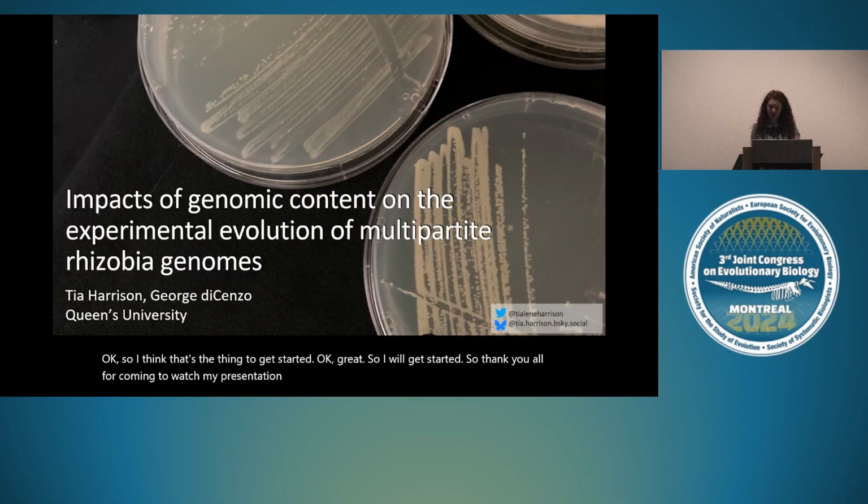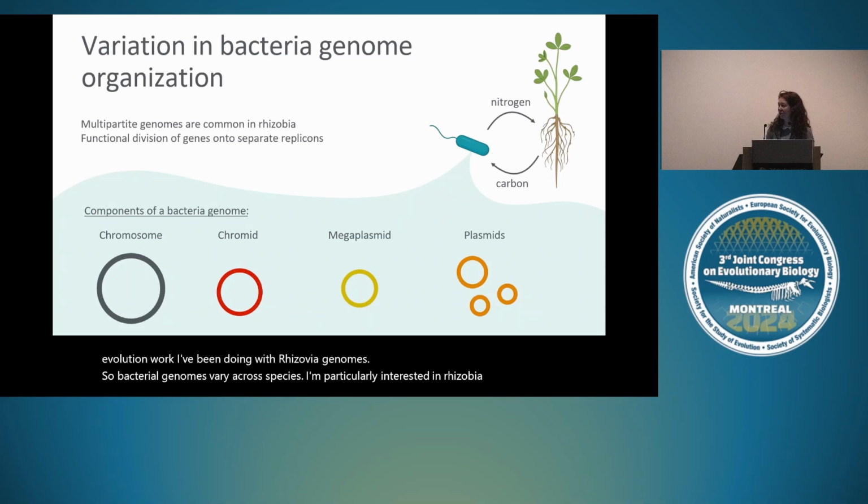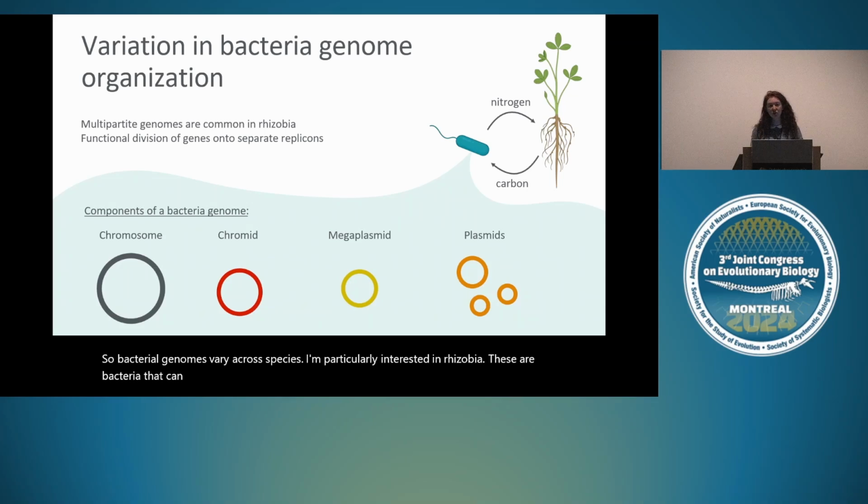I'm excited to talk to you about some experimental evolution work I've been doing with rhizobia genomes. Bacteria genomes vary across species. I'm particularly interested in rhizobia. These are bacteria that can live on a plant host, so they exchange nitrogen for carbon inside root nodules. That's pictured there on the right plant picture.